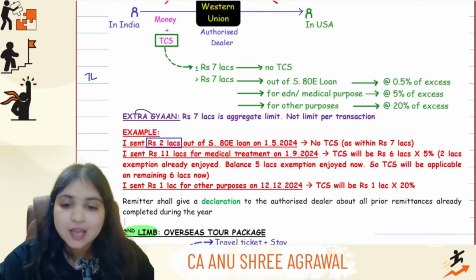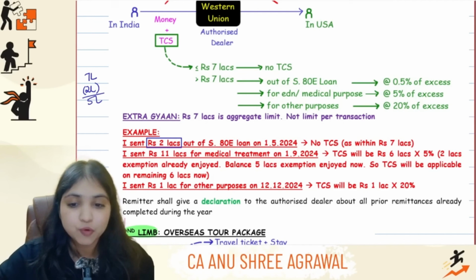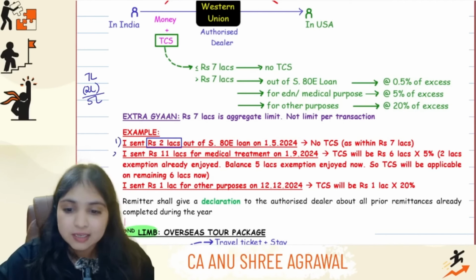So out of 7 lakhs, how much exemption have I enjoyed? 2 lakhs exemption I have enjoyed. So how much exemption do I still have? 5 lakhs exemption I still have. Okay. Then I entered into the second transaction after this.